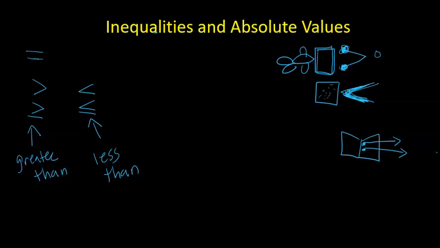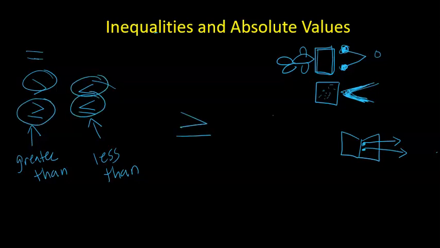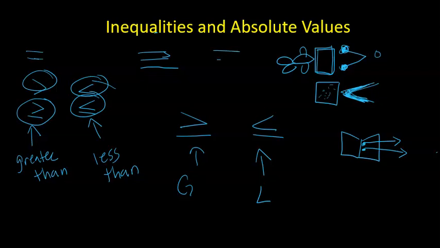So there's 4 different kinds. We have greater than, we have less than. The ones with a little line underneath are called greater than or equal to, and less than or equal to. It's basically like an equal sign, and then one of them is connected, if that makes sense.